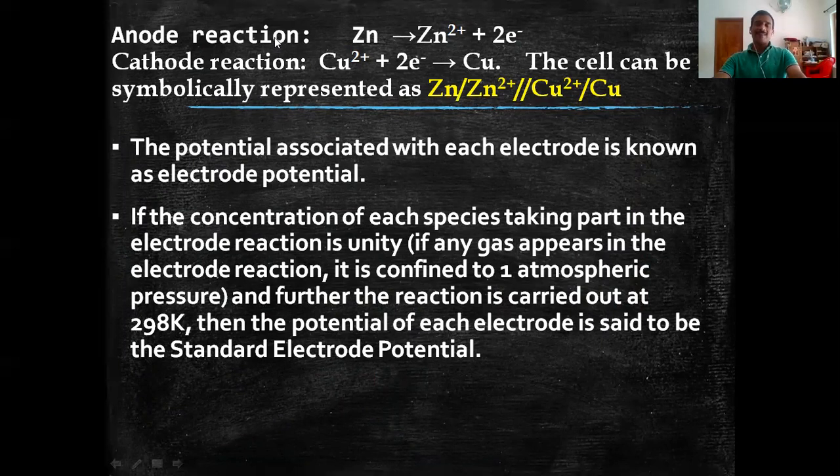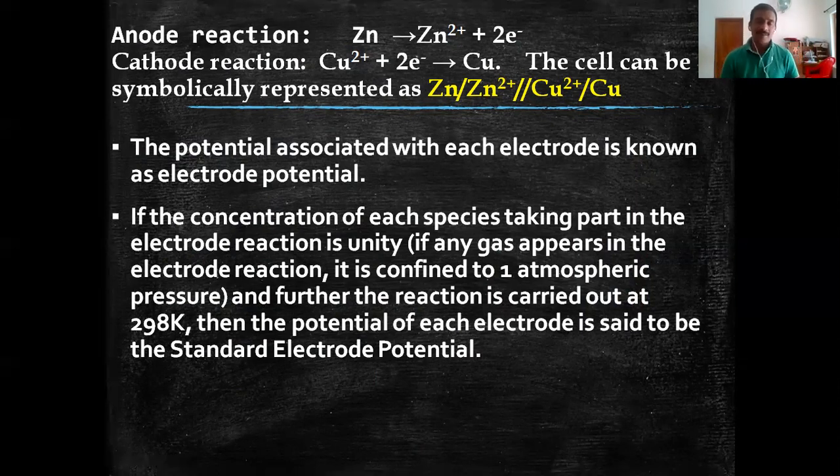And what is cell reaction? It is the total reaction in the cell. If you add anode reaction and cathode reaction, you will get the cell reaction. Zn plus Cu2+ gives Zn2+ plus Cu. That is the cell reaction.